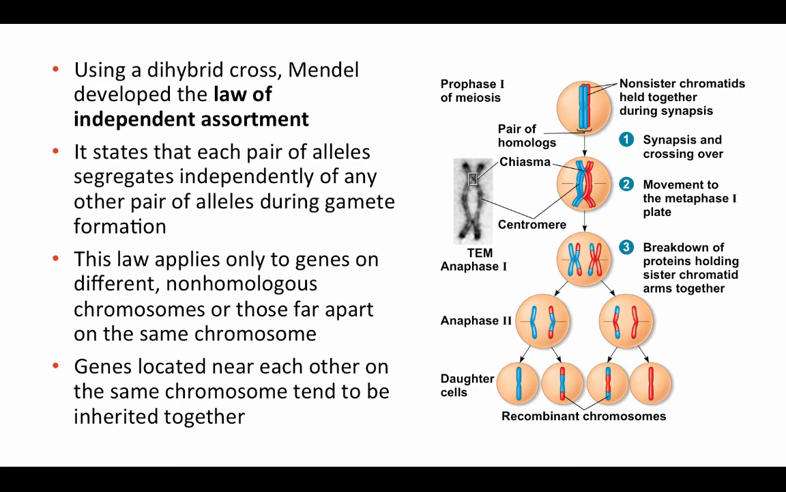Genes that are far apart on the same chromosome are more likely to behave in this independently assorted way because they can be separated from their associated gene on the same chromosome relatively easily by crossing over. So genes that are far away from each other on the same chromosome are going to have this independent assortment behavior, just as if they were located on two completely different chromosomes.